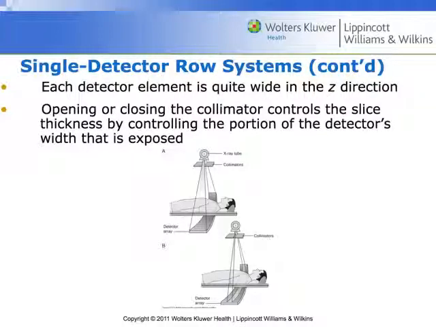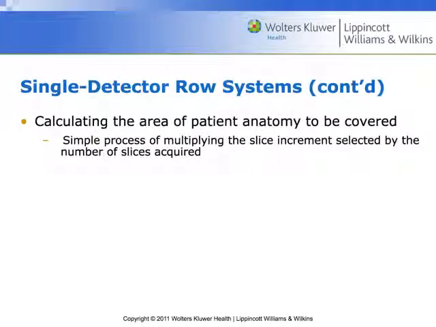So each detector element in a single row is going to be fairly wide in order to allow for increased movement of the table while it's scanning. And opening or closing the collimator is going to be what determines the thickness of the exposed area on the detector array. When we're calculating the area of a patient anatomy to be covered with a single detector row, we're going to multiply the slice increment by the number of slices acquired. And we'll look more carefully at that during the activity today.